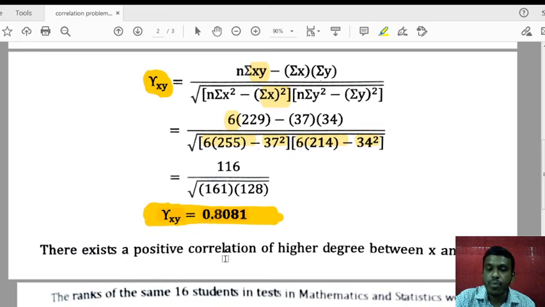So there exists a positive correlation, first thing. Now this is a very high value. Anything above 0.7 can be considered a high value, so a higher degree between x and y. So you can just write that there exists a high positive correlation between x and y. That is, there is high positive correlation between the marks obtained by students in mathematics and the marks obtained by students in statistics. So this fetches you some marks.